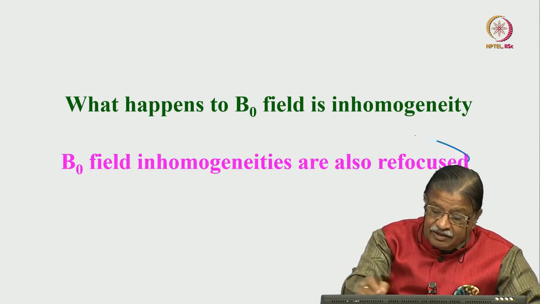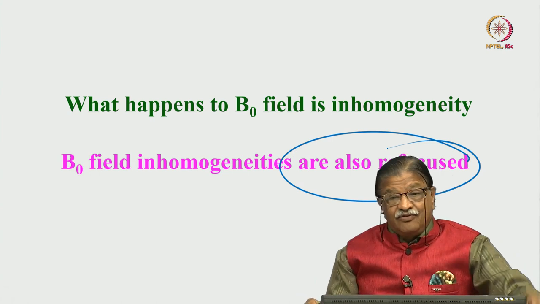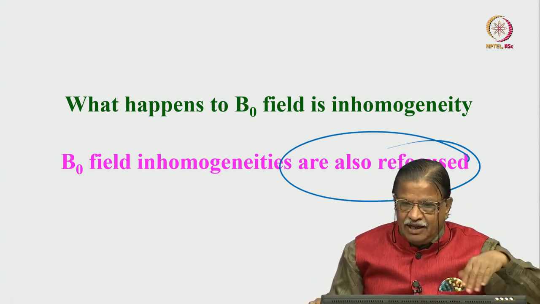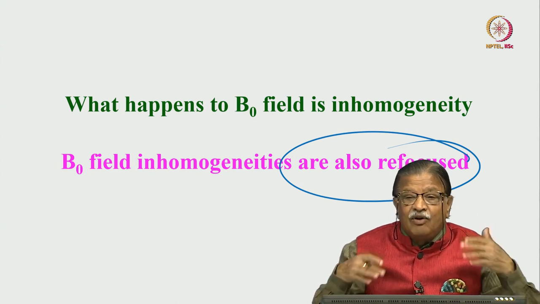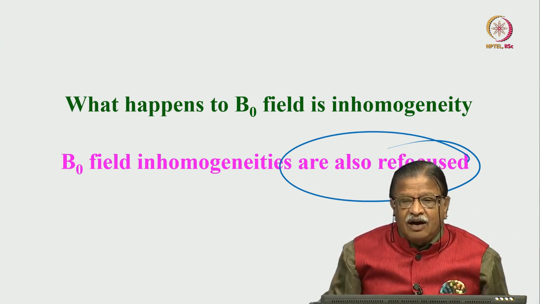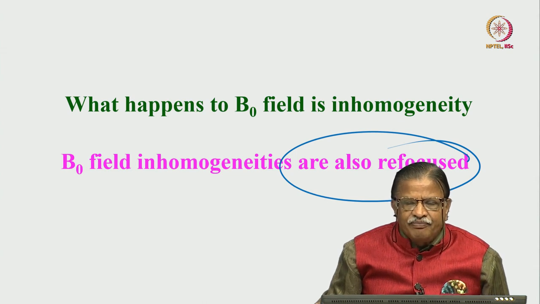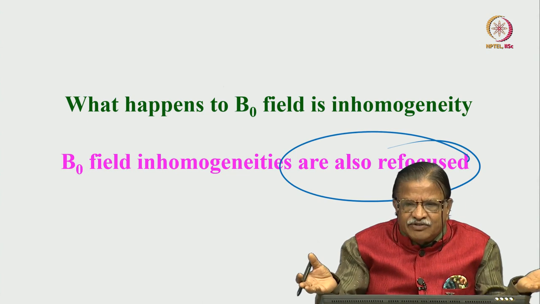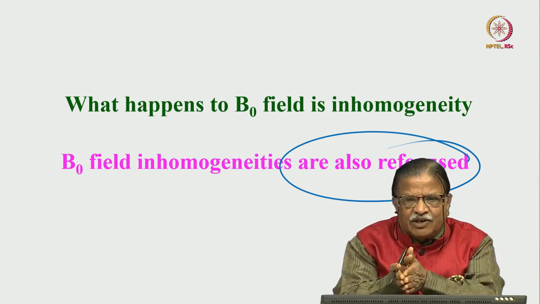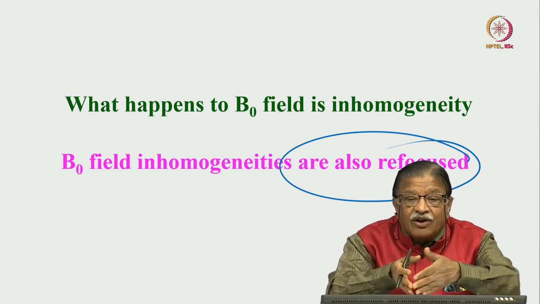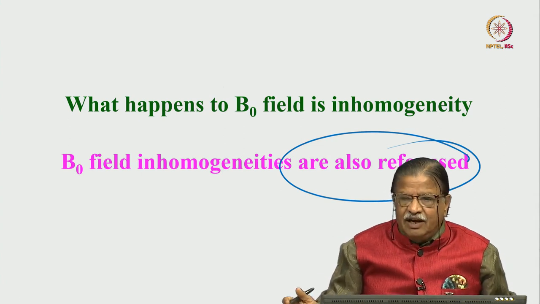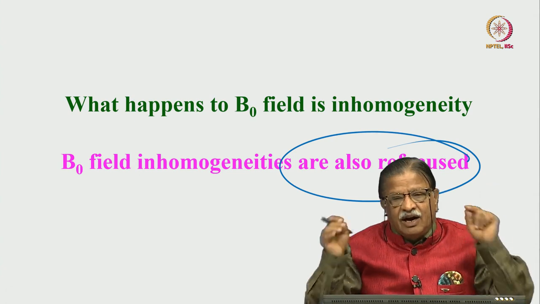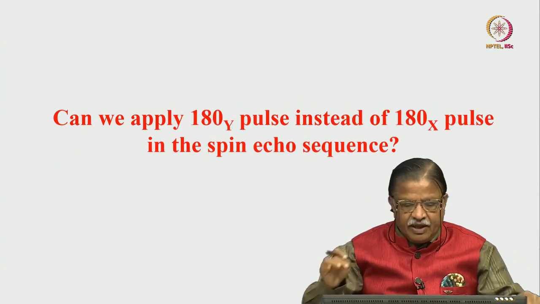Interestingly, they also get refocused. Field inhomogeneity is also refocused. That is the important point. Not only chemical shifts, but field inhomogeneity, if it is there, also gets refocused. Why? Because their resonating frequencies are different with a different field. Again, chemical shifts will be different. Since the chemical shifts are refocused, it means inhomogeneities are also refocused. That is the logic. So inhomogeneity is also refocused along with the chemical shifts.